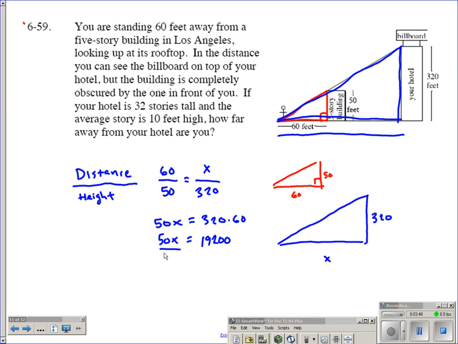And now let's divide by 50 on each side here. So when we do that, we should end up with x is going to equal 384 feet. That is the distance that we are when we're standing over here and looking up at our hotel.